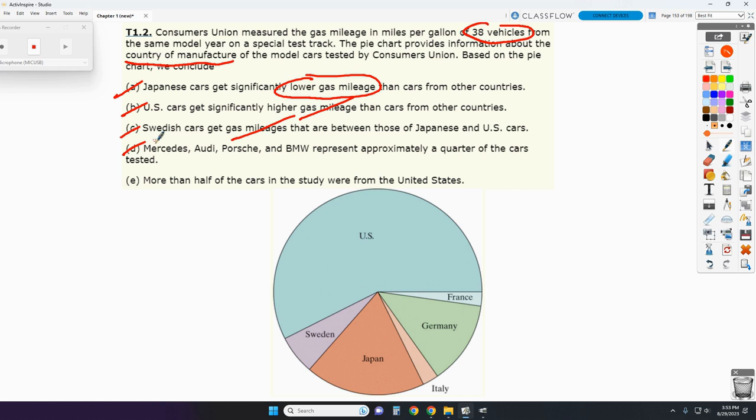No, I cannot. Now, E, more than half of the cars in the study were from the United States. And we mentioned that earlier when we were looking at Part B. We do know that over half the cars were from the U.S. This is over half the pie chart. So E is the correct answer. So definitely a tricky one because they really want you to think this pie chart is all about gas mileage. But gas mileage has nothing to do with this pie chart.